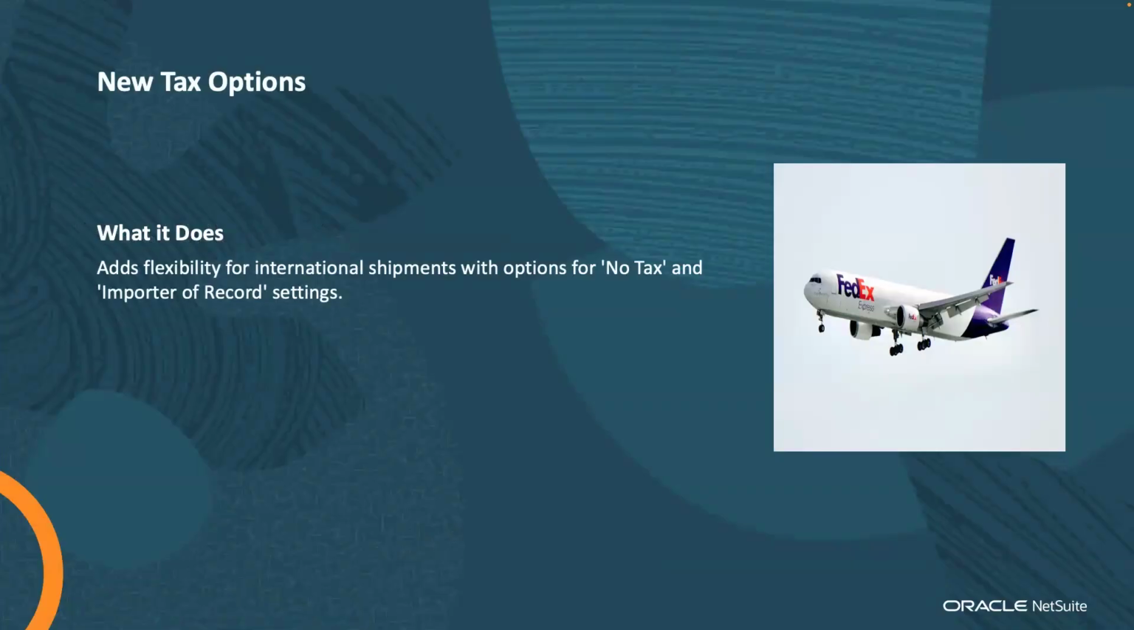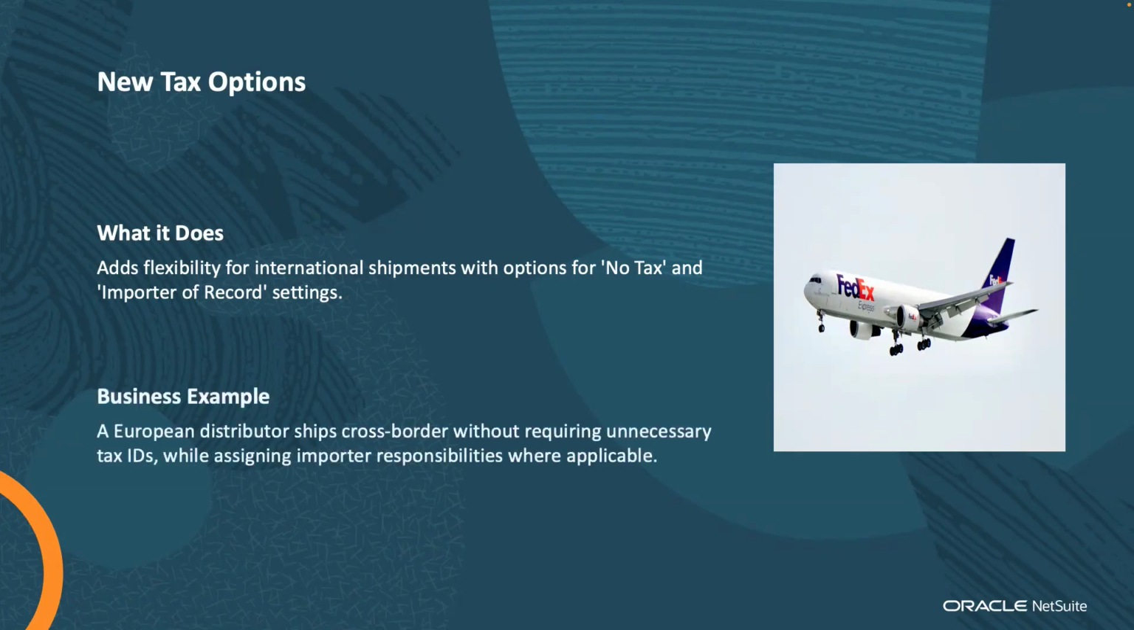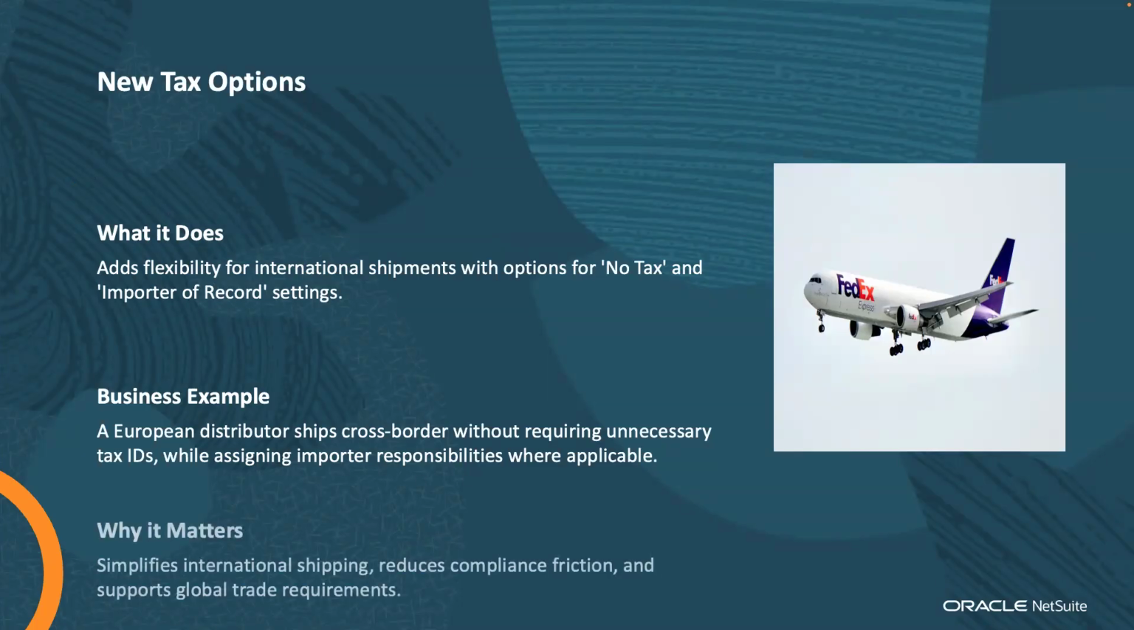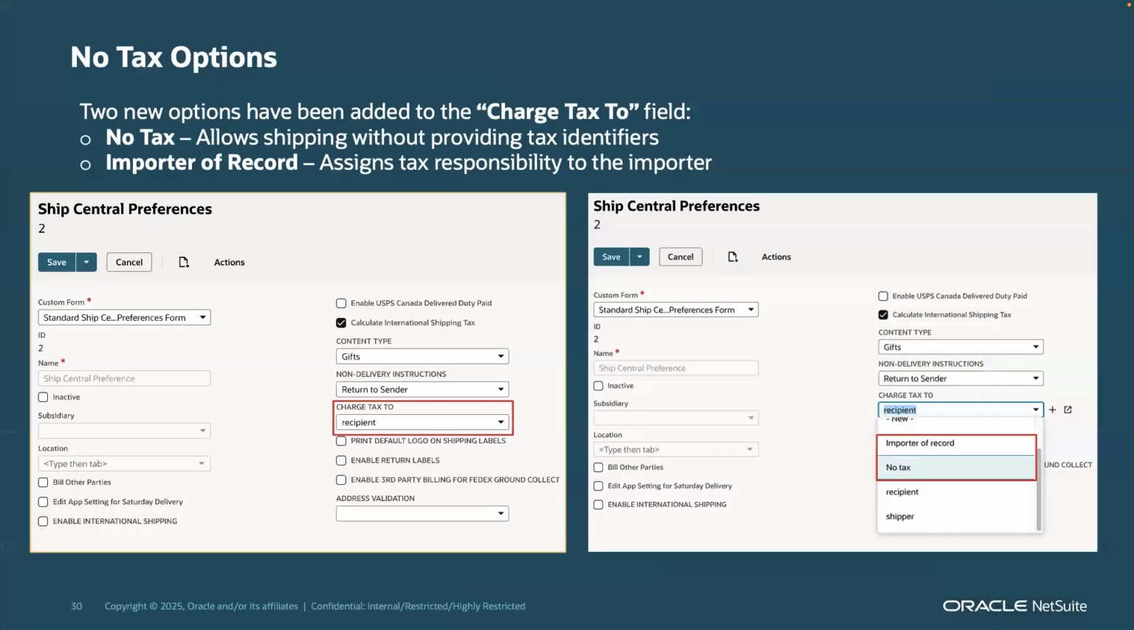International shipping always brings tax complexities, and every country seems to do it differently. To make things easier, we've introduced two new options: no tax, which lets you ship without tax identifiers, and importer of record, which assigns responsibility to the importer. This is especially helpful for European distributors managing cross-border trade. You'll find these two options when you add customs details.